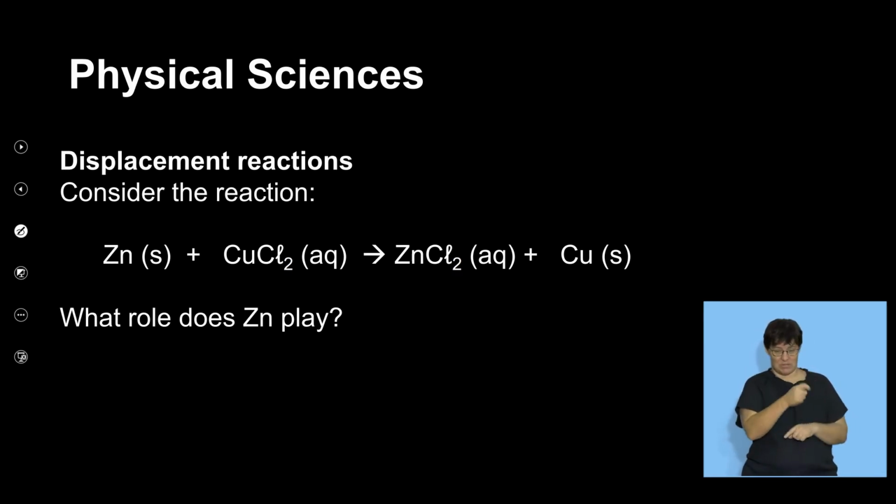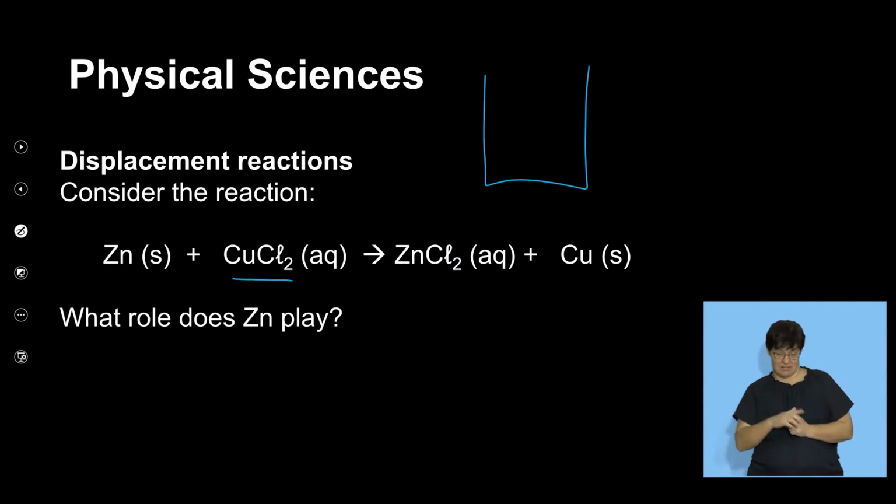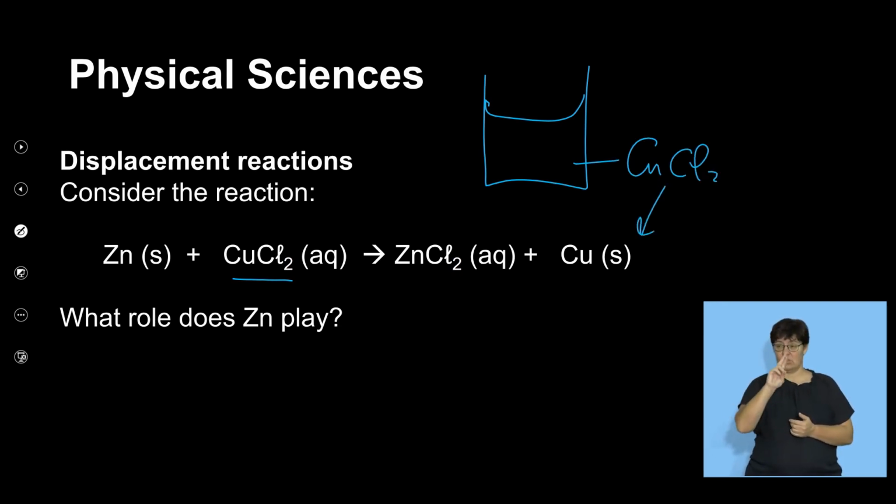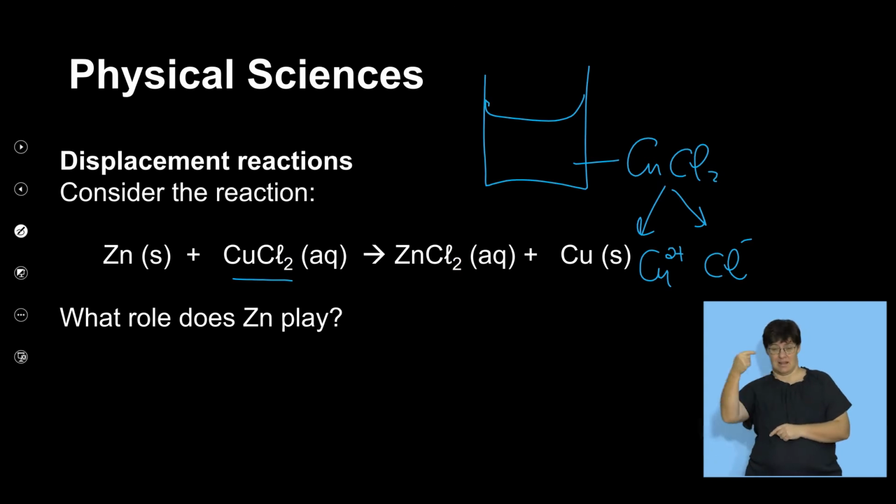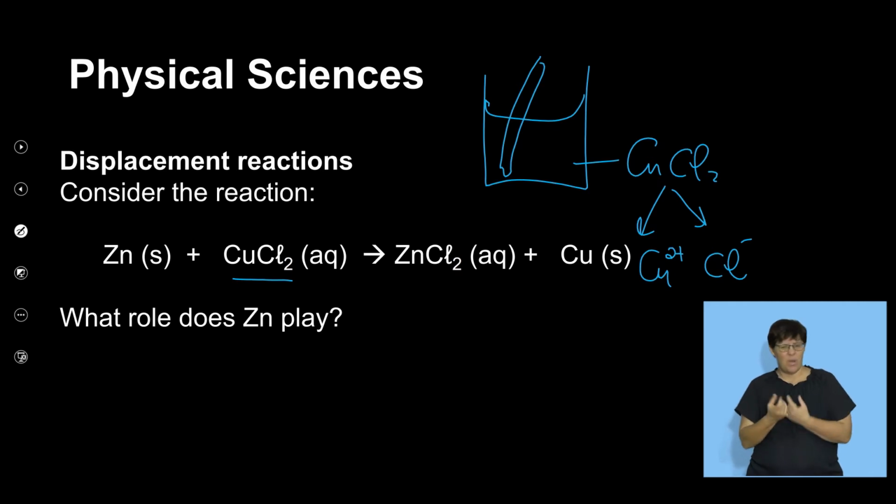Let's look at this one. In this case, we've got copper chloride solution. So which ions are present in this solution? We've got the copper ions as well as the chloride ions. Very important. If we put some zinc metal into this, a reaction will take place. Essentially, what is happening here is that zinc has displaced the copper. That's why, at the end of the day, in solution we now have zinc chloride.